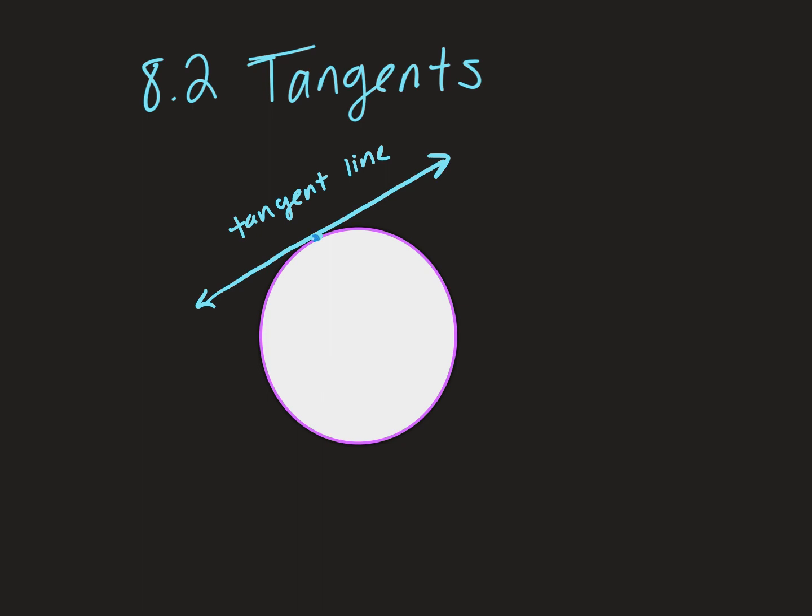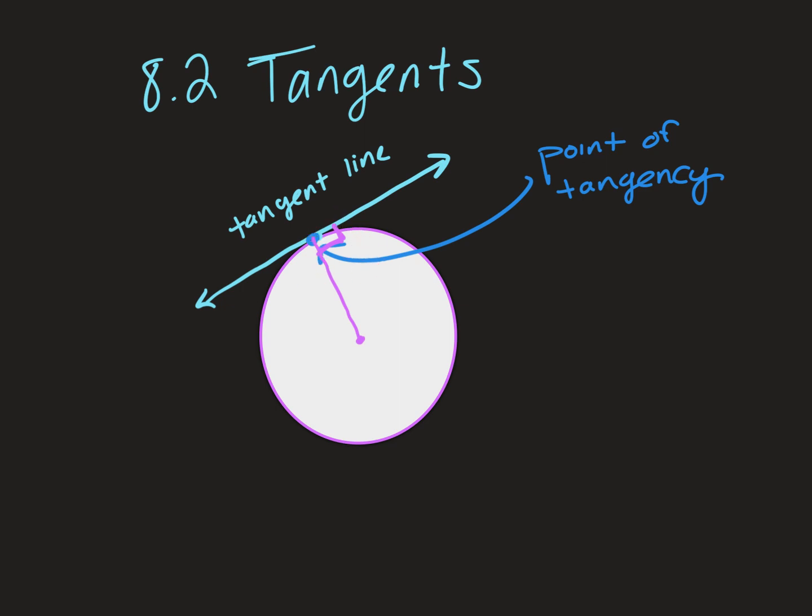This point here where it touches the circle is called the point of tangency. Remember that if you draw a radius to the point of tangency, it is going to be perpendicular to the tangent line.